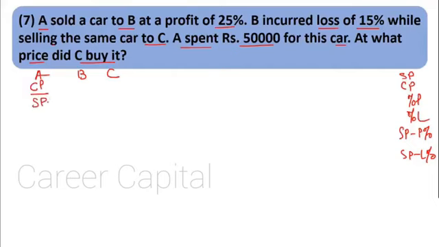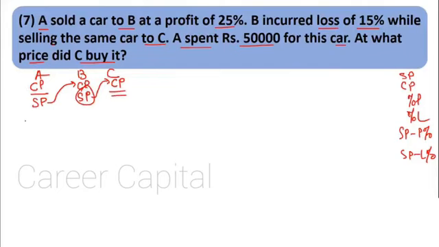Now this selling price of A is nothing but the price at which B will buy the car, so that will become the cost price for B. Okay, now B again sells the car to C at some price. Now this selling price will become the cost price for C, because C will buy the car at this price, right? So let us find what is the cost price for C, that is, at what price did C buy it.